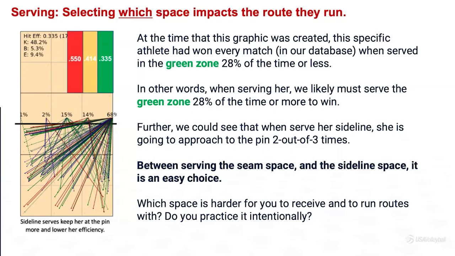So that middle lane, that middle space, they hit .550, which, you don't need to know all about attack efficiency, you just need to know that that's pretty dang good and really hard to beat. And when we serve the space closer to the sideline, they hit .335, which is much lower and a little bit easier to beat. So in this case, we knew based on data that we had to serve that player in that green zone a decent chunk of the time if we were going to beat her in that match. But the big takeaway, if we look at that 68% below on the sideline, is that when we serve the green space, she runs there 68% of the time. So it's simplified our defense as well.